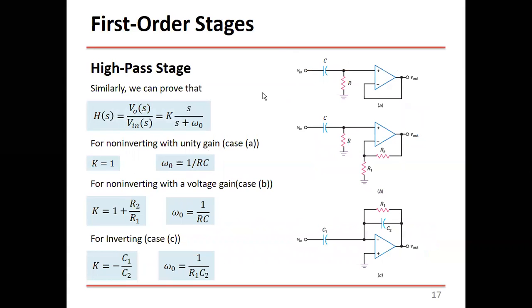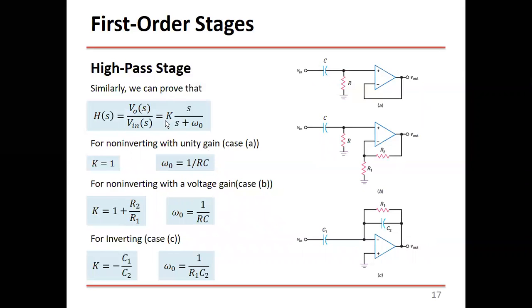Okay, let's redesign the circuit again for a high pass filter with the 3 cases. So we'll talk about inverting without gain, non-inverting without gain, non-inverting with gain, and inverting. So this is how to do a high pass filter using a first order high pass filter.